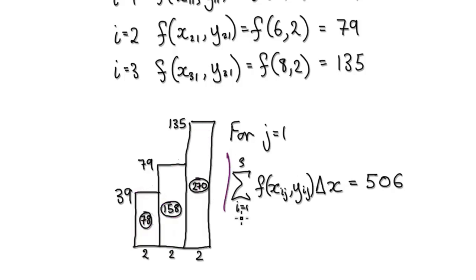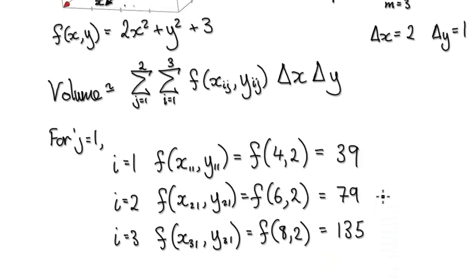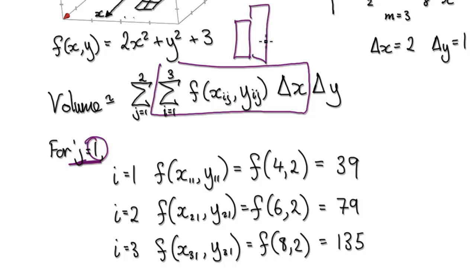So when you look at this whole quantity here, meaning these three strips here. So remember, it's 2D. It's like three strips of paper. It's in 2D. There's no depth to it, and it has an area of 506. So what that means is this thing here has an area for the first row where j equals 1. So this is really the area of three strips, okay.